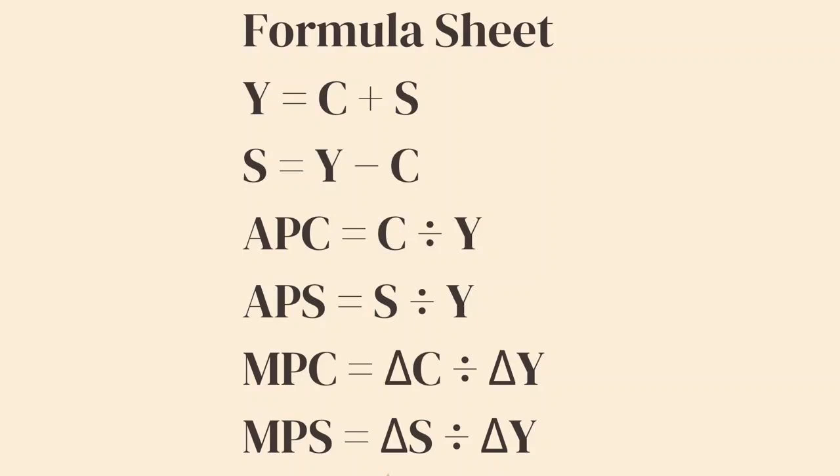Finally, remember the 2 golden relationships. APC plus APS is always equal to 1. MPC plus MPS is always equal to 1. So if you understand these formulas instead of memorizing them, solving numericals becomes much easier. So I recommend writing these formulas on a separate page and revising them every day before your board examination.